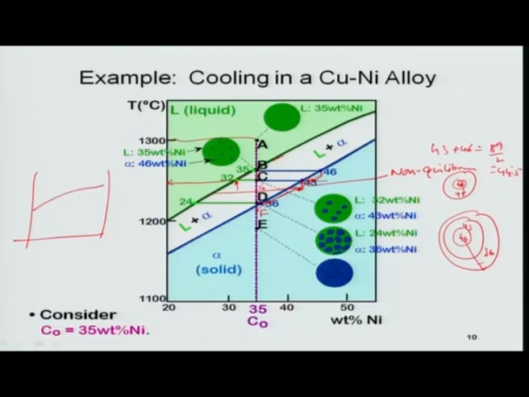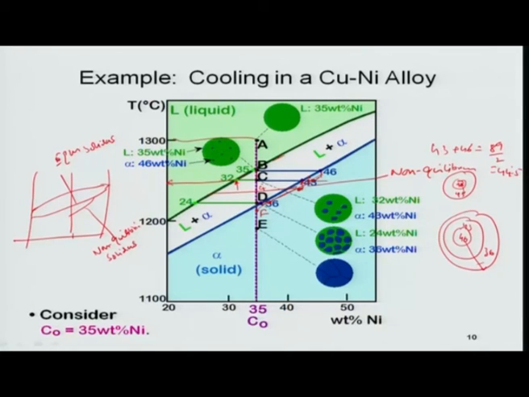I am going to draw it again for you. This is my temperature, this is the composition. So this whole thing will fall like this. This is the non-equilibrium solidus line, solidus curve. Then the equilibrium one is this one. This is the equilibrium solidus.